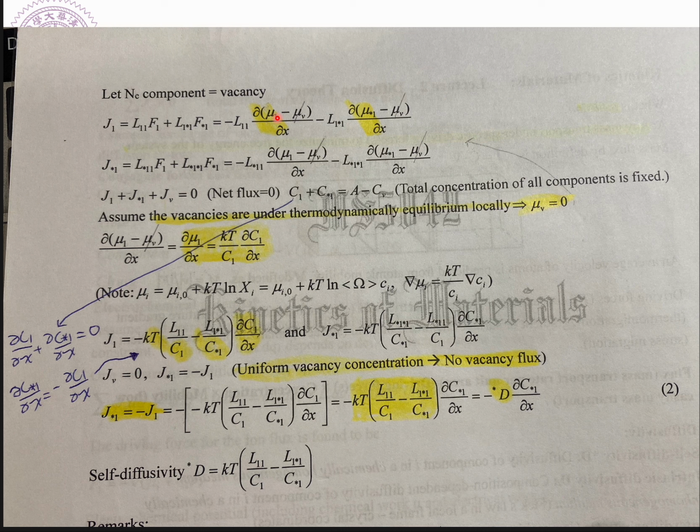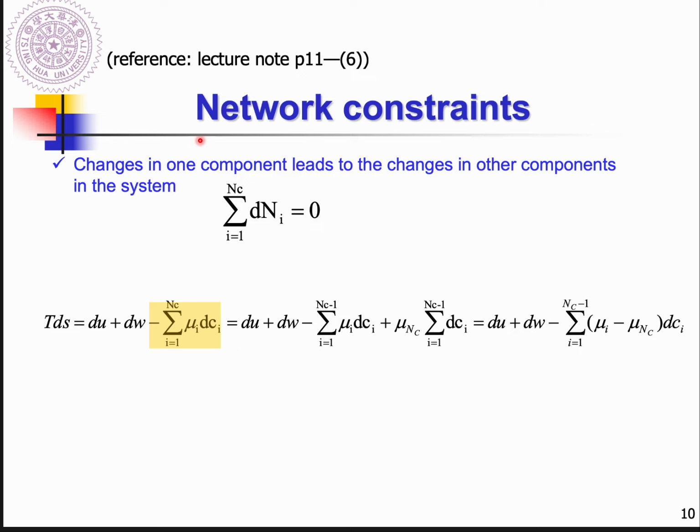We have component I, right? And we also have radioisotope I. And don't forget, there's probably a vacancy inside the system, right? So how to formulate the chemical potential gradient is the question to be answered. In order to answer this, I will introduce a very famous constraint called the network constraint.